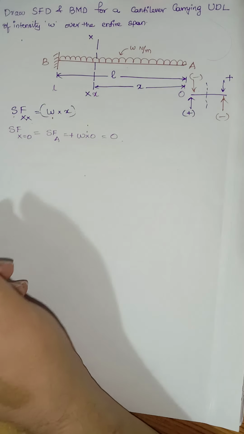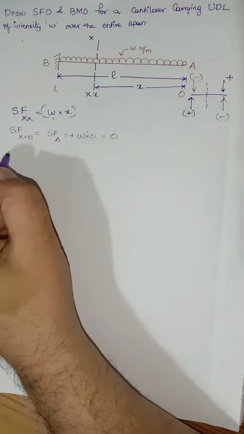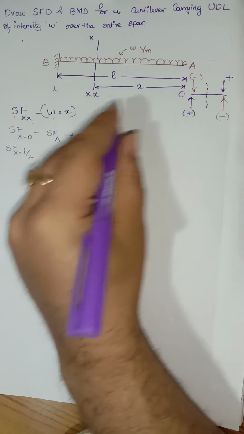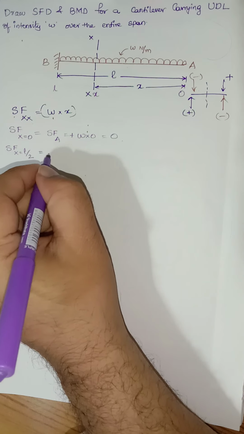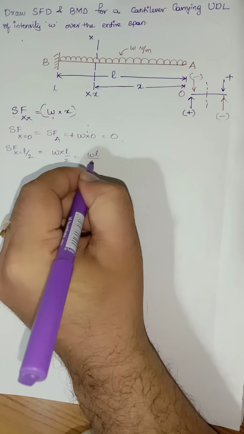Now the shear force over here is equal to 0 newtons. Similarly, I want to calculate shear force at a distance of X is equal to L by 2, exactly in the midspan. So this will be equal to W multiplied by L by 2, so this is WL divided by 2.